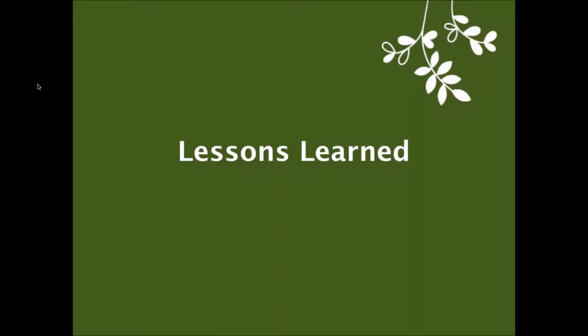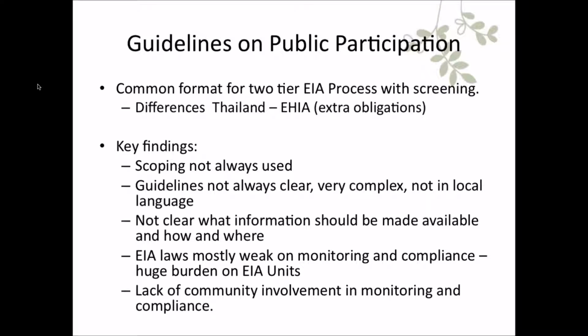So just in conclusion, before we get on to some questions and discussion, I just wanted to identify part of the guidelines on public participation that are being developed, and part of the research that led into the preparation of these draft regional guidelines is an understanding that scoping, although it might be required, is not always used. There's not always a development of terms of reference prior to EIA consultants undertaking their EIA assessment. Sometimes guidelines are not clear, they can be very complex, they can also not be in the local language, and that makes it very difficult to discuss with affected communities exactly what might be happening.